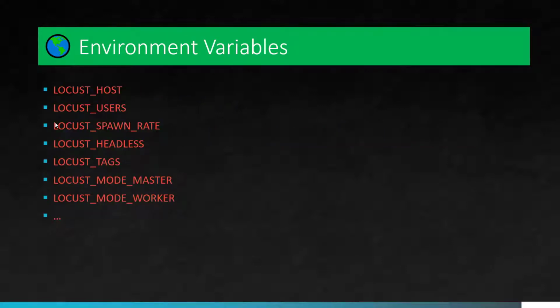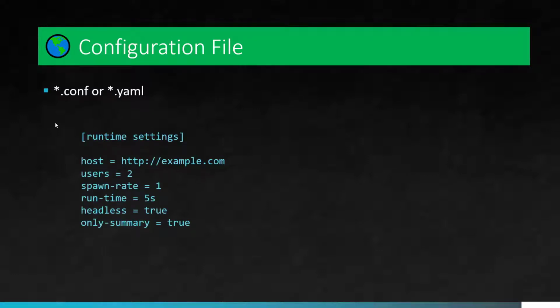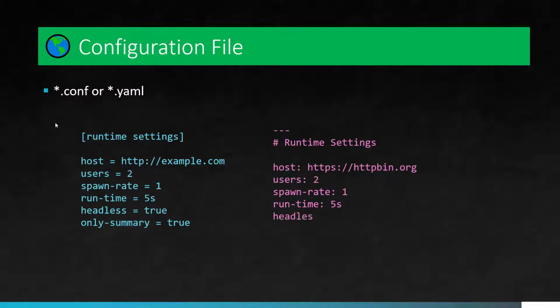Another method is by setting up the environment variables. You can use the set keyword in Windows or export keyword in Linux to set the values. Once you set, these values will be read before locust starts executing. Next, we will see how you can store your options in the configuration file. So this is the simple configuration example file, and this is the YAML configuration. By storing the key value pairs, these values will be read before the locust starts executing.